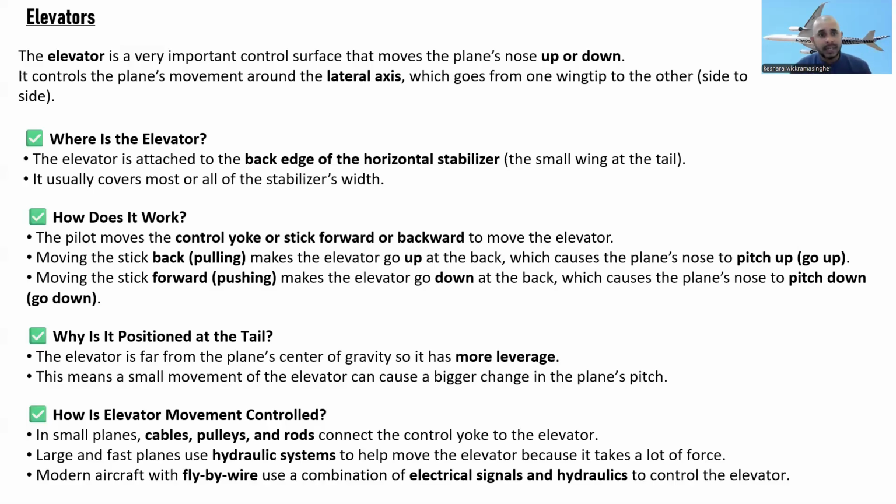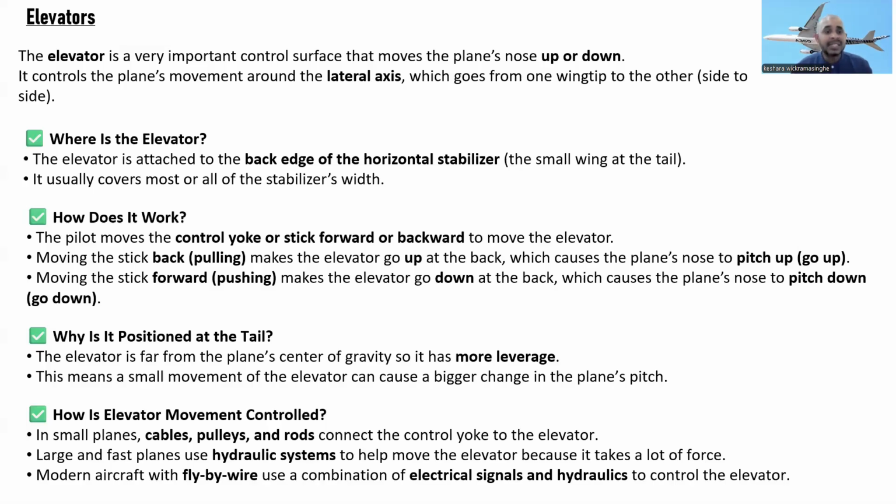Right? So the pilot moves the control yoke. The pilot moves the control yoke or stick forward or backward to move the elevator. Moving the stick back, pulling, makes the elevator go up, which causes the plane's nose to pitch up. Moving the stick forward, pushing, makes the elevator go down, which causes the plane's nose to pitch down.